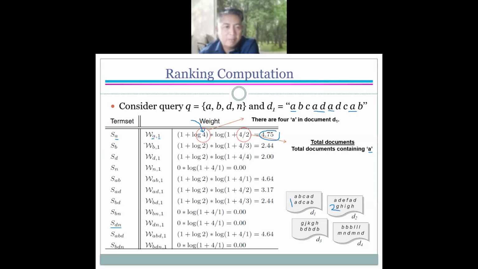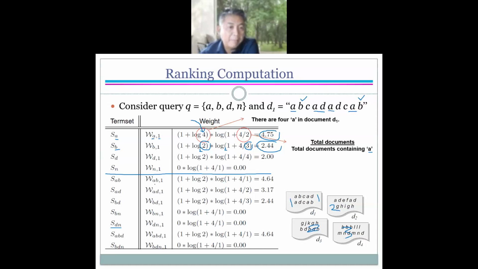Okay, so we repeat again for B. So B, how many times exists? 1 and 2. So we have 2 here. And then this one is referring to how many documents contain B only. So we have 1, 2, and 3. So that's why we get 3 here. So don't forget this is log base 2. Okay, so we get this one. So all the single terms are straightforward.